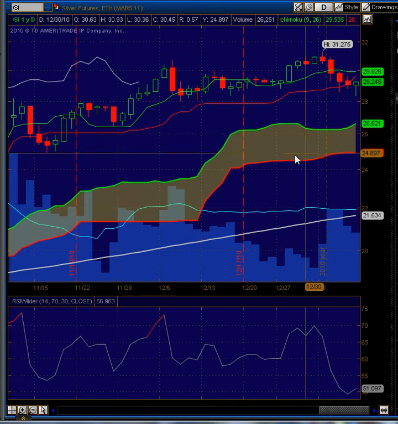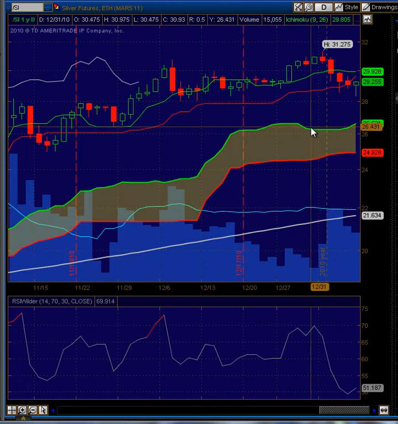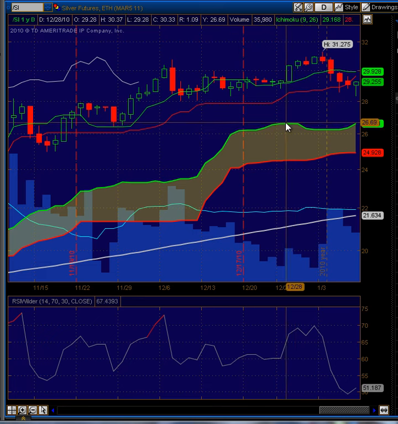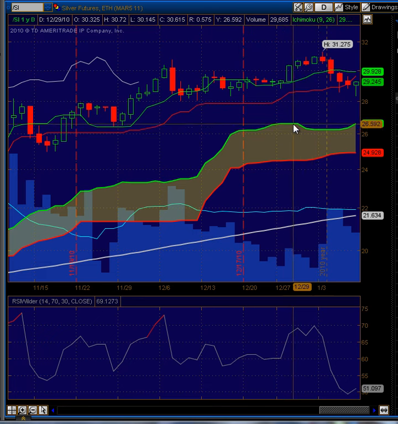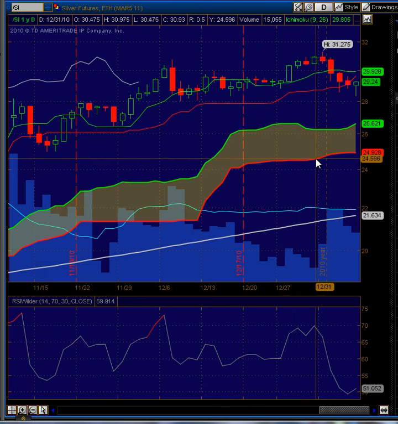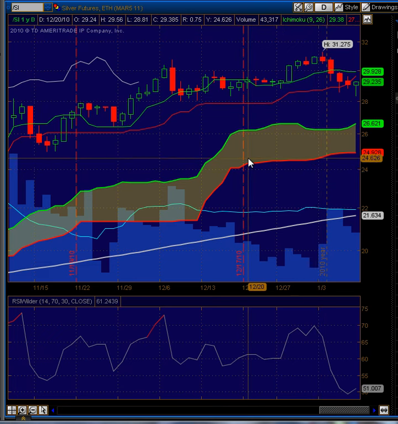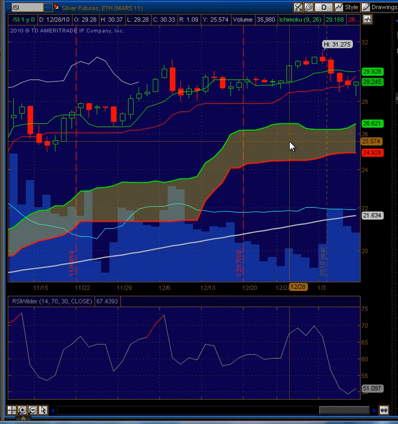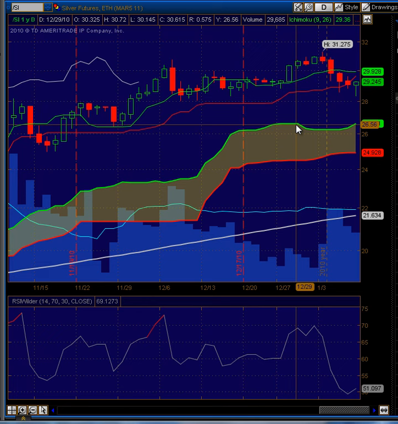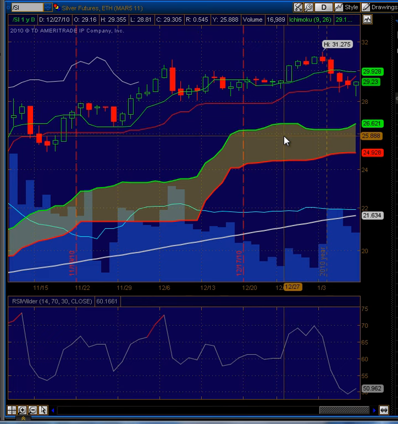This here is the consolidation cloud. This is your green A line in the cloud, and this is your red B line. This green line is above this red line, and the trend is up. So this is a bullish Kumo cloud. If this green line was on the bottom and the red line was on the top, then you would have a bearish Kumo cloud. We'll get into more of that later.